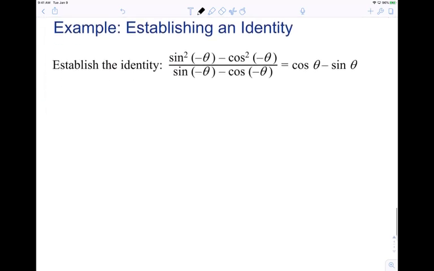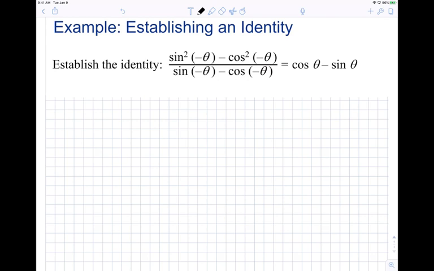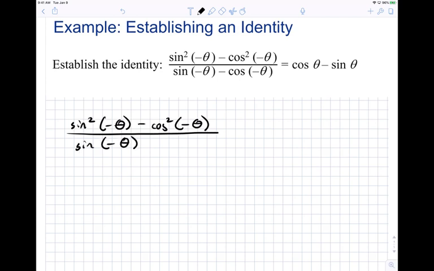Okay, so now hopefully you've had a few minutes to look at this. Let's start by getting a copy of the original. Let's go to paper, let's get some graph paper going. Here's a copy of the original: sine squared of negative theta minus cosine squared of negative theta, divided by sine of negative theta minus cosine of negative theta.